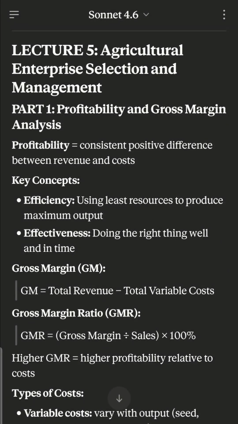Okay, so profitability and gross margin analysis. Profit is simply the difference between revenue and costs, and there are two types of profits. We know that there is gross profit and net profit. Gross profit is simply the difference between total revenue and total variable costs. The net profit is the difference between total revenue and total costs.